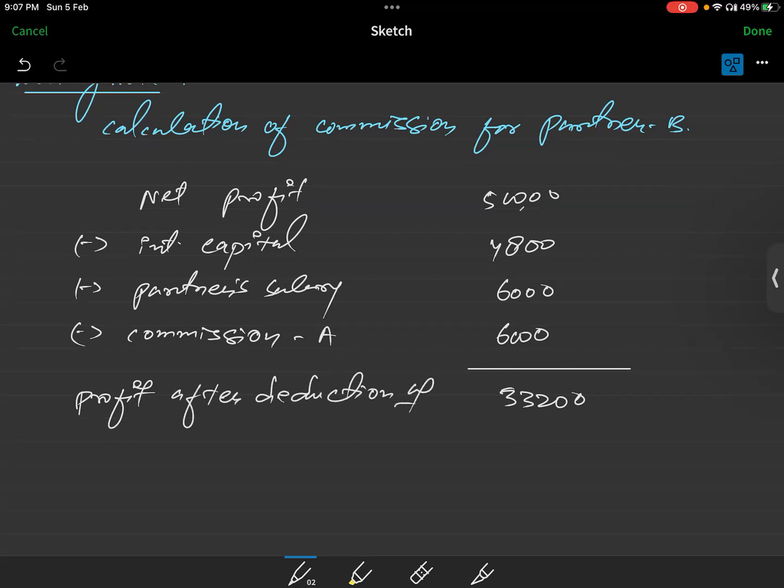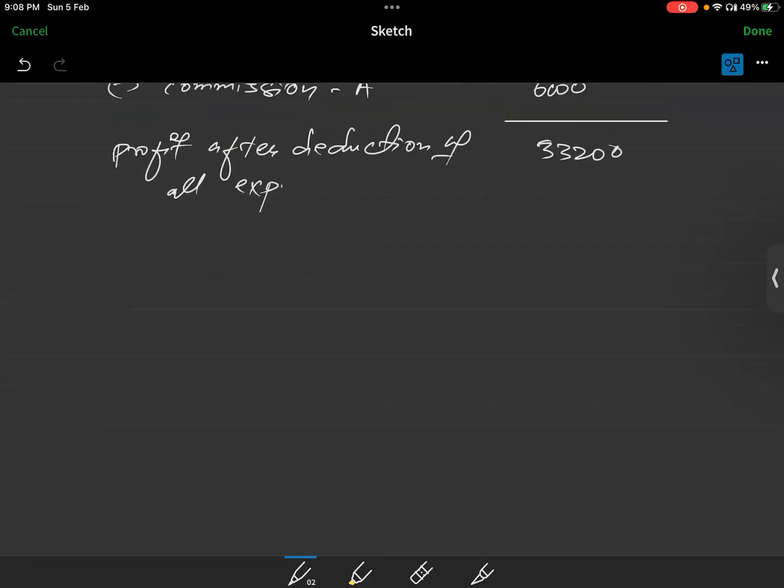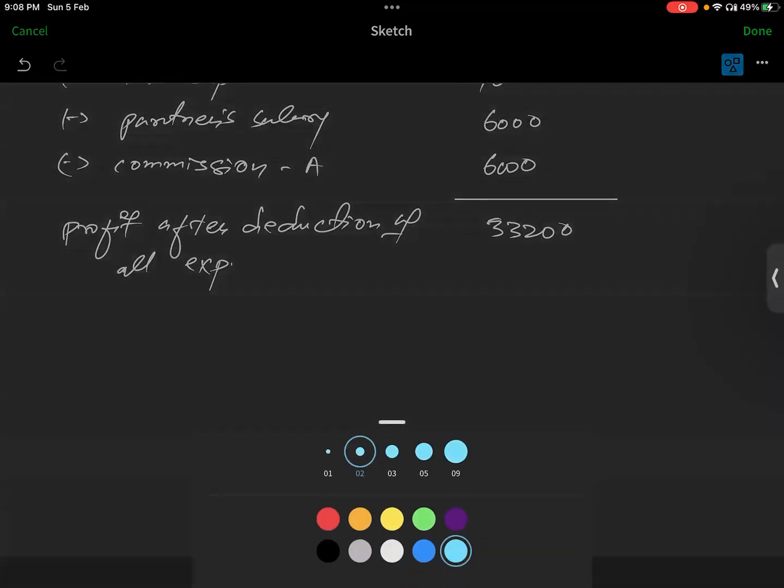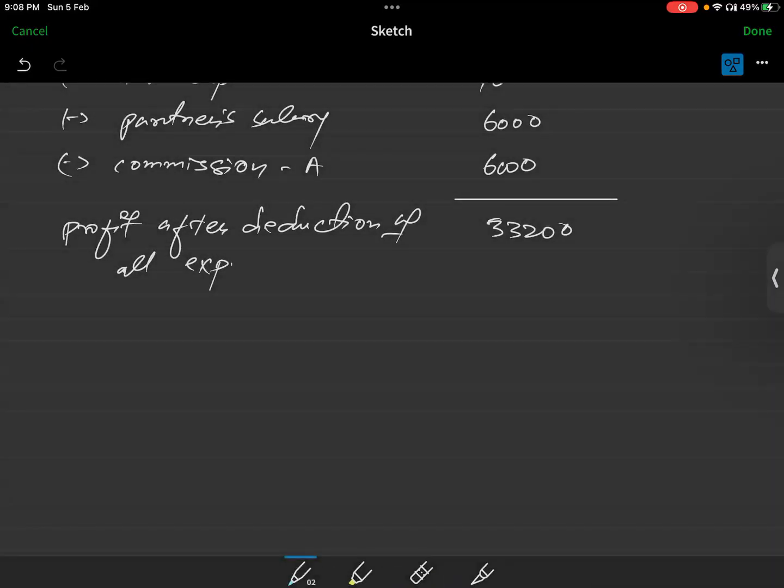Now, in order to find out B's commission, what we'll do, B's commission will be calculated like this. Pay attention, try to understand. B's commission will be calculated at 5% on this value, but it will be calculated like this: 33,200, on this value we'll calculate 5%, but we'll be dividing this by 105 as well.